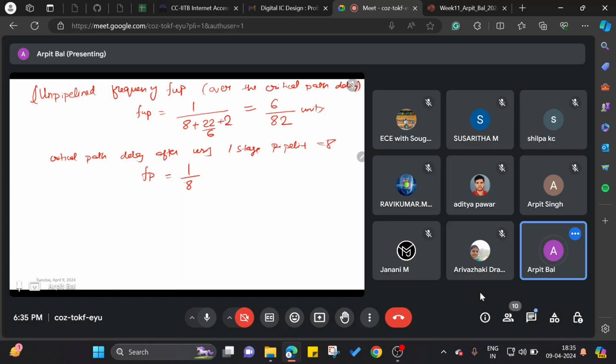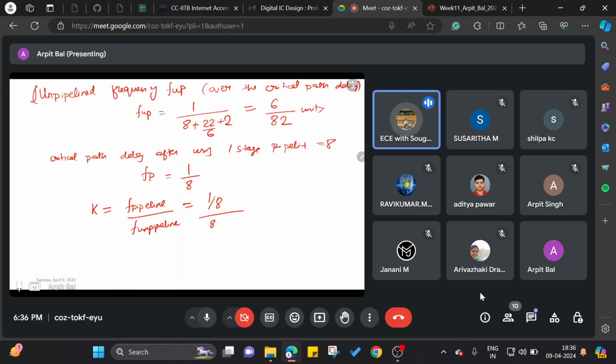Okay, and so what is the K? K is equal to F pipeline by F unpipeline. So what is this value? Can someone calculate this? So 1.7083. Correct. Okay, so this is the value of my K.